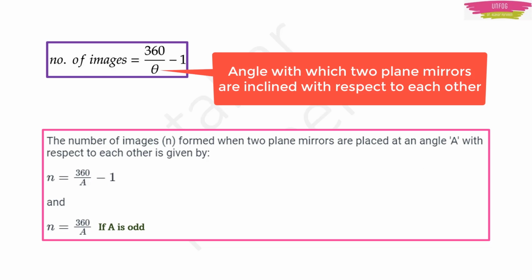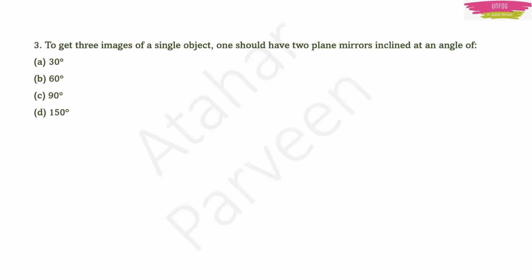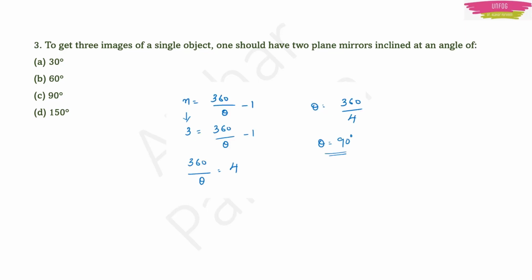See, for example, if you have a question like this. To get three images of a single object, one should have two plane mirrors inclined at an angle of. Here they have already given you n. They are telling that there are three images. They are telling you to find the angle between the two plane mirrors. Now you don't know whether the angle is even or odd, right? In this situation, you have to use the first formula only.